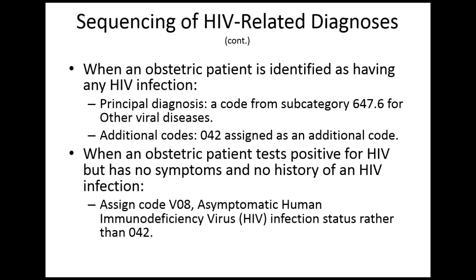When an obstetrical patient is identified as having an HIV infection, you would use the appropriate principal diagnosis from subcategory V647.6 for other viral diseases and code an additional code of 042. But if that obstetrical patient tests positive but has no signs or symptoms and no history of an HIV infection, you would assign a code V08 as a secondary code. The obstetrical code would be the principal diagnosis for the reason for the admission.